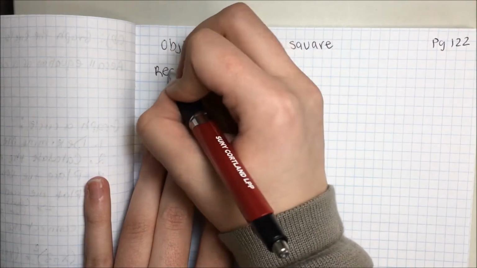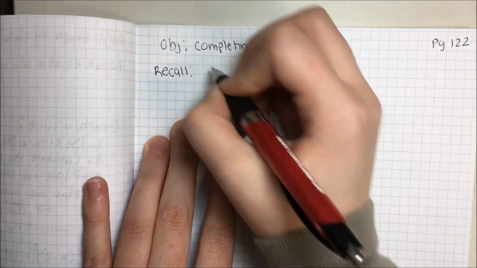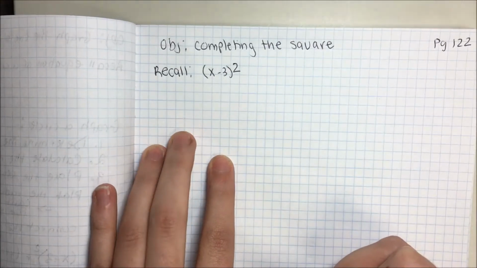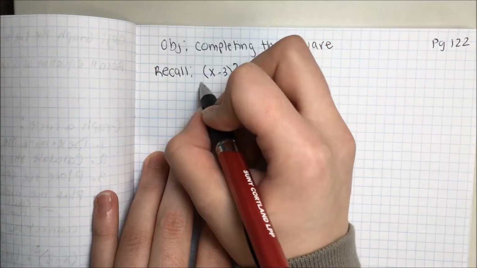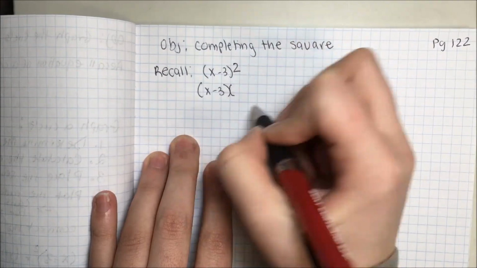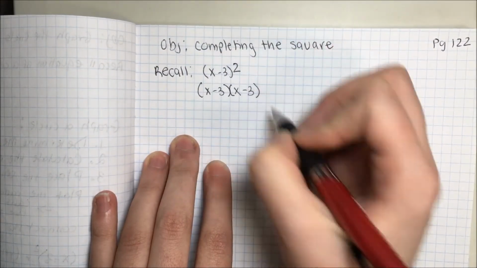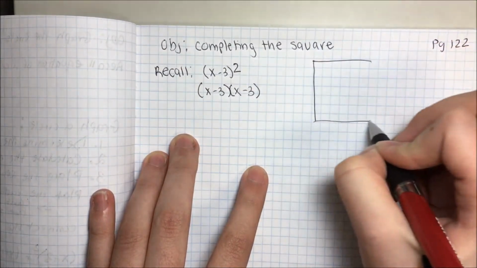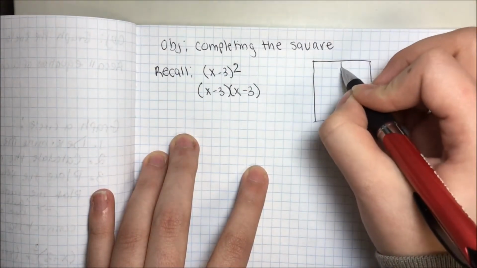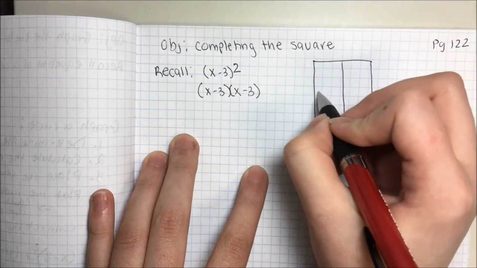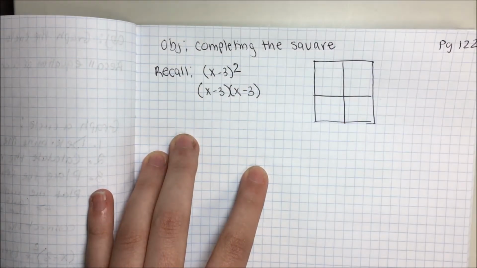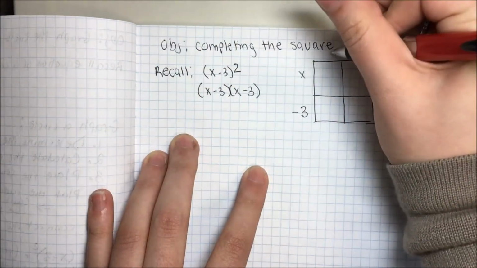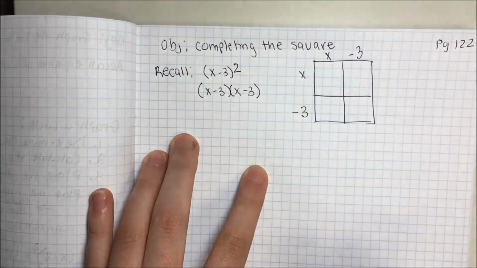So we're going to recall that if we have (x - 3) squared, this means that we have (x - 3) times (x - 3). So we can use our box method, and we have an x minus 3 here and x minus 3 here.